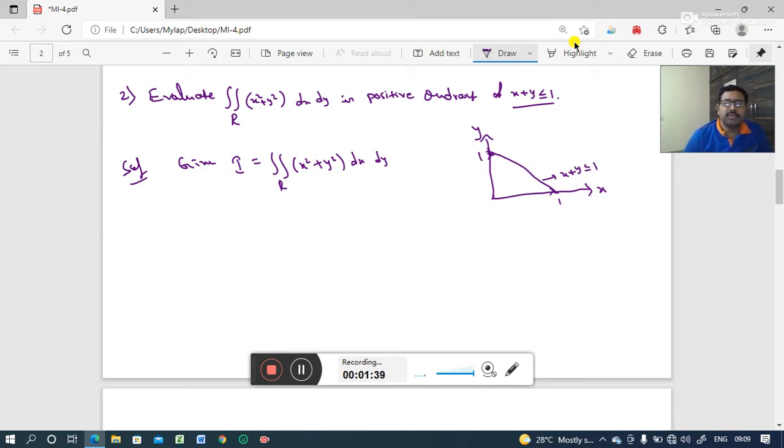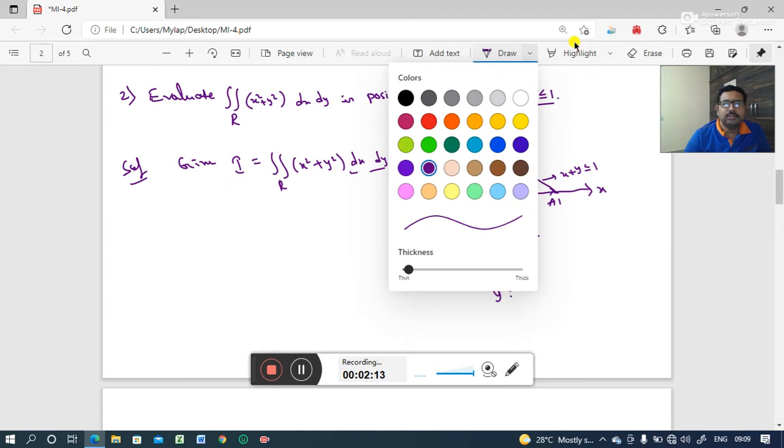Means what is your bounded region? So your bounded region, if you identify the intersections, 0, point A, point B. So this is your bounded region. On this bounded region we need to choose the limits of x and y because the given variables are x and y. Let us choose the limits of x and y.